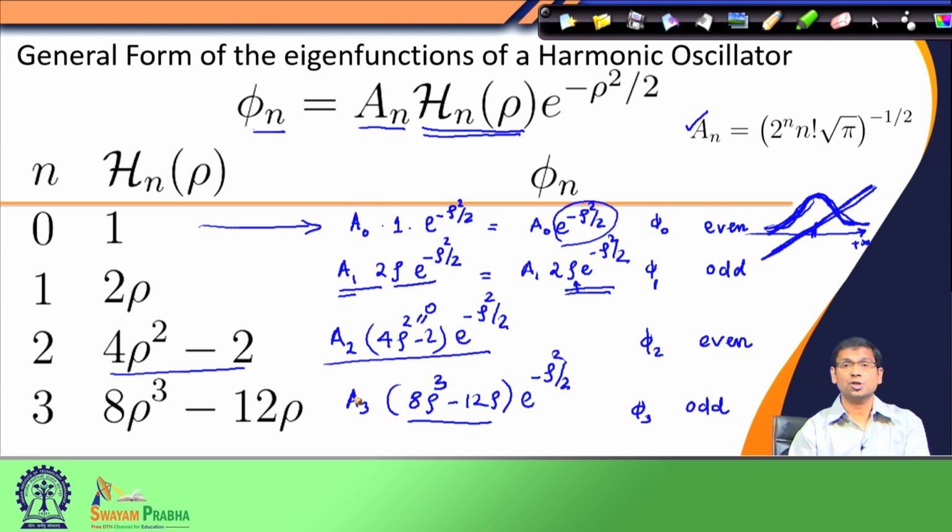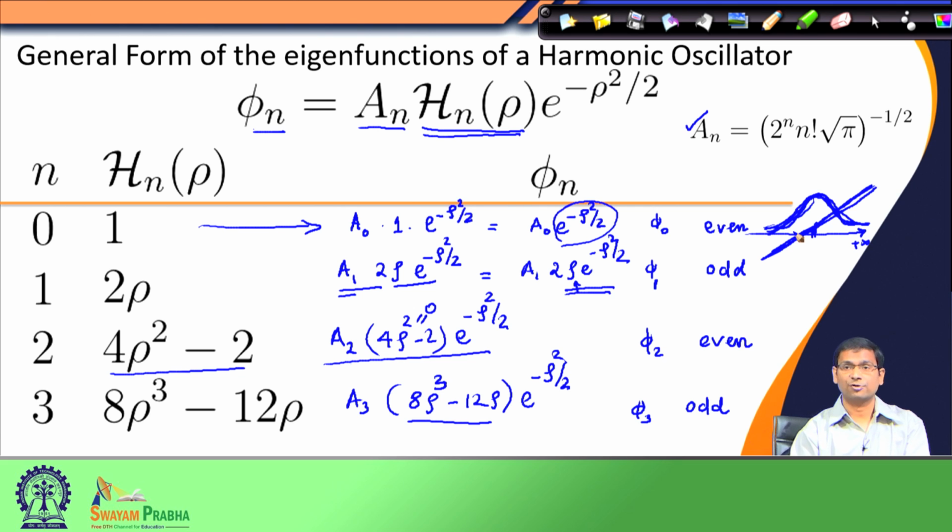So, the nodal structure of the harmonic oscillator eigenfunctions is derived from these Hermite polynomials. You can see that the zeroth order Hermite polynomial has no rho dependence. Therefore, phi 0, the lowest eigenfunction of the harmonic oscillator, has no node. On the other hand, the second eigenfunction has a Hermite polynomial of rho, and there exists only one value of rho where this form becomes 0, and that is rho equals 0. Therefore, the second eigenfunction of the harmonic oscillator has one node.